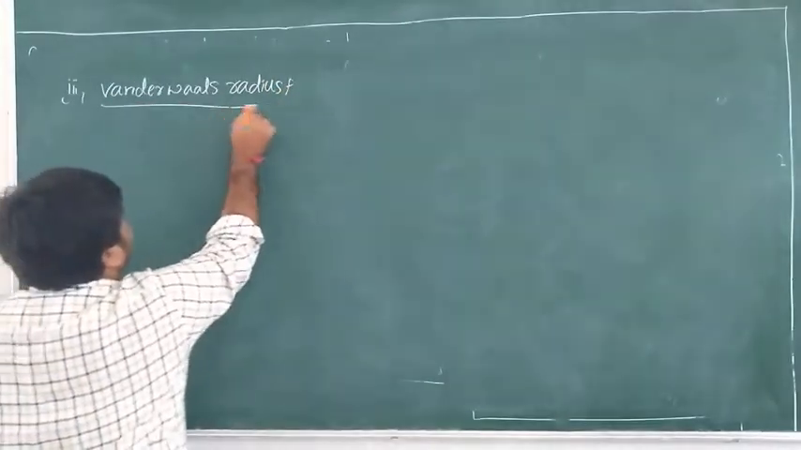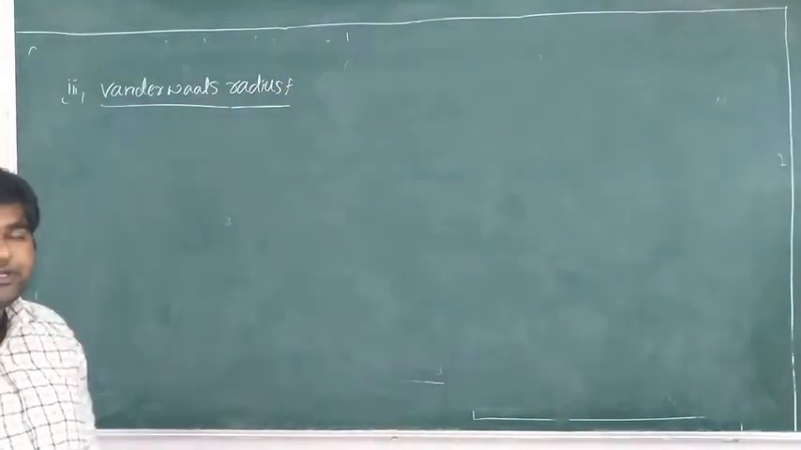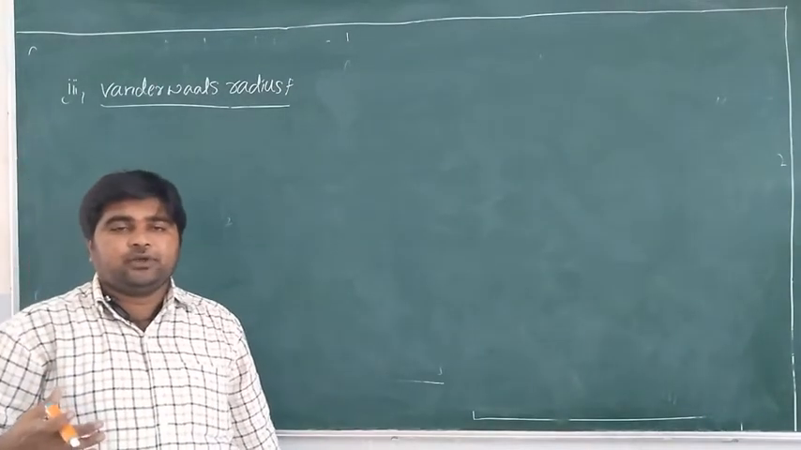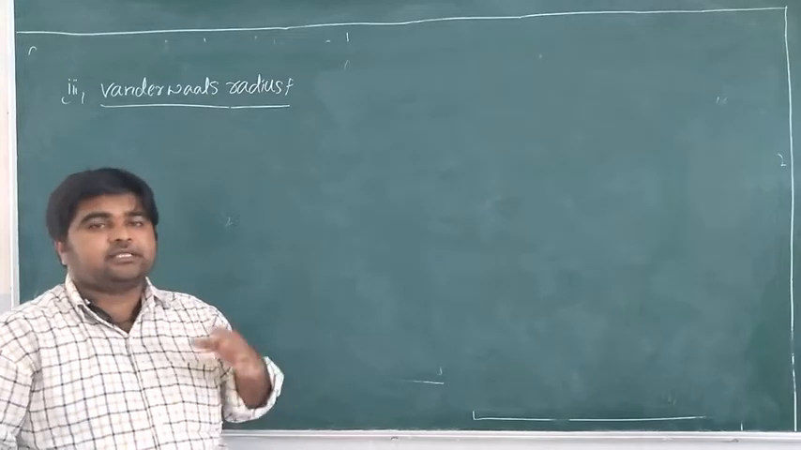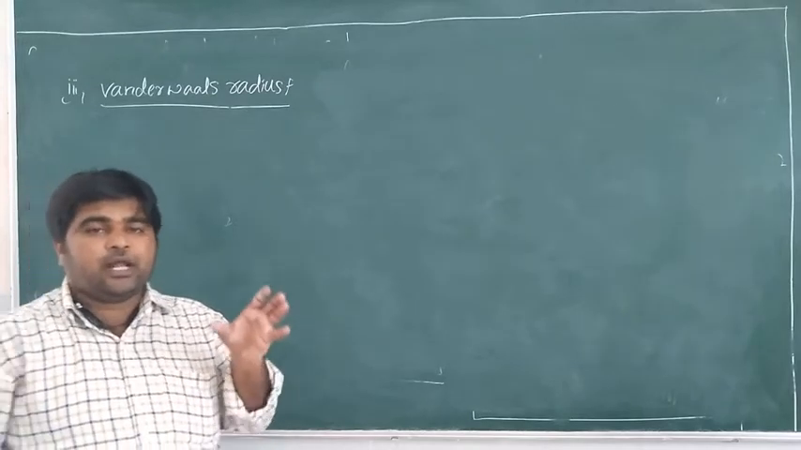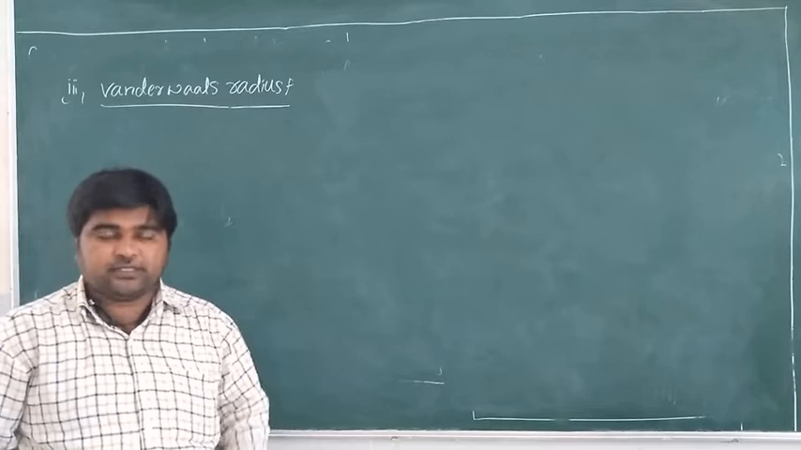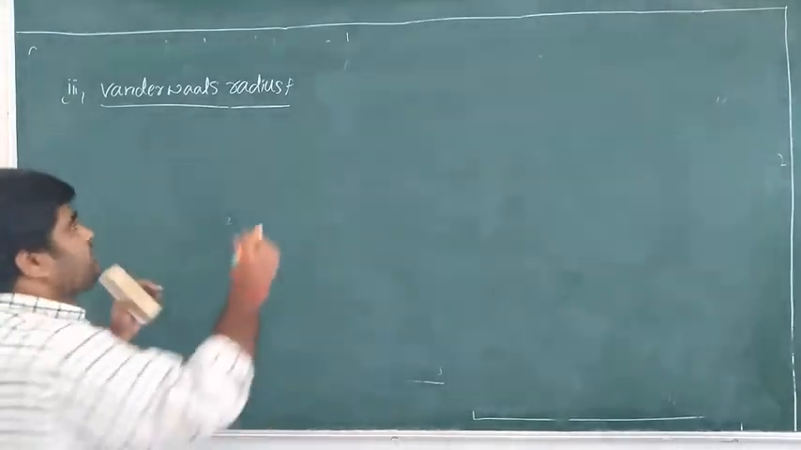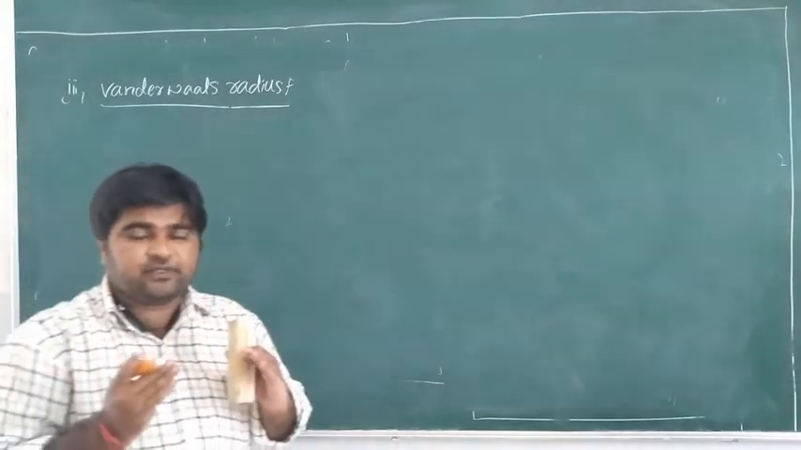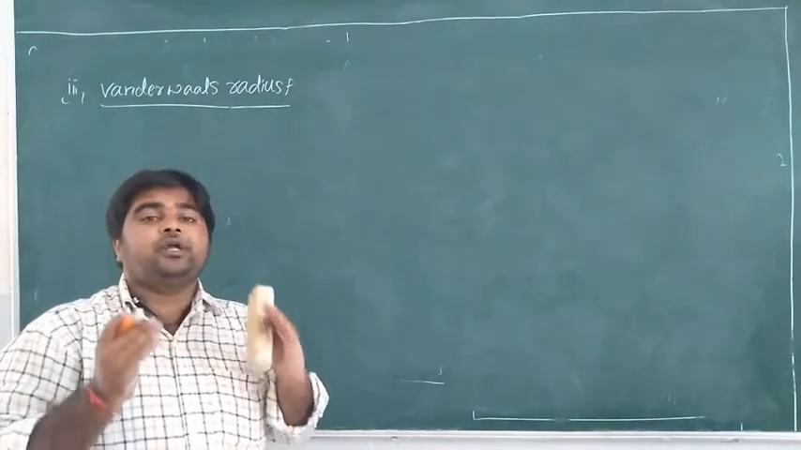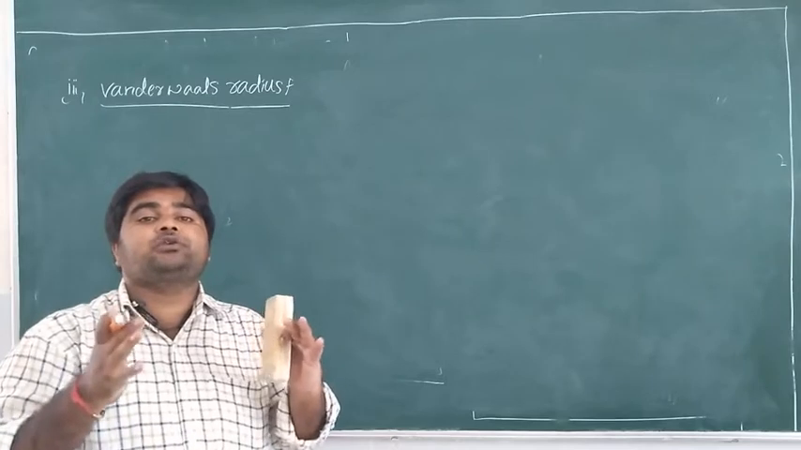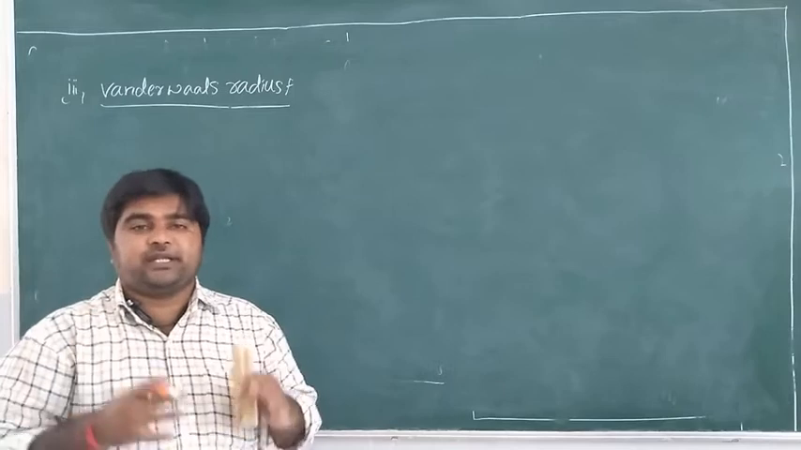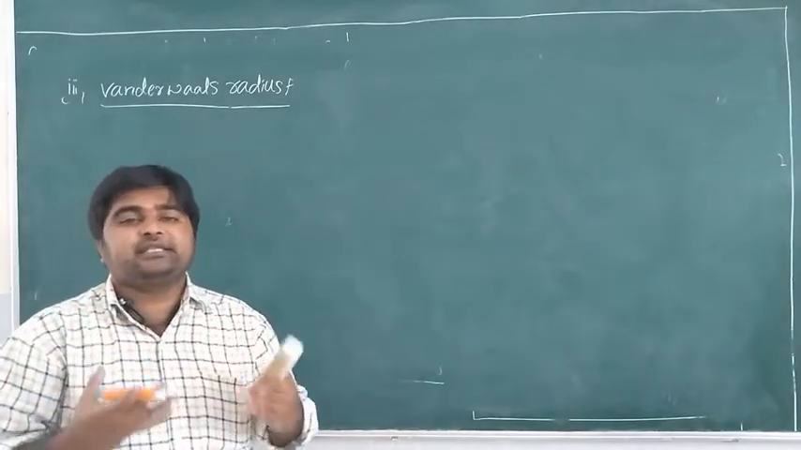So van der Waals radius means what? It is half of the distance between the centers of the nuclei of two adjacent different molecules. Is it clear? Once again, it is half of the distance between the centers of the nuclei of two adjacent molecules held by van der Waals forces in solid state. It is called van der Waals radius.